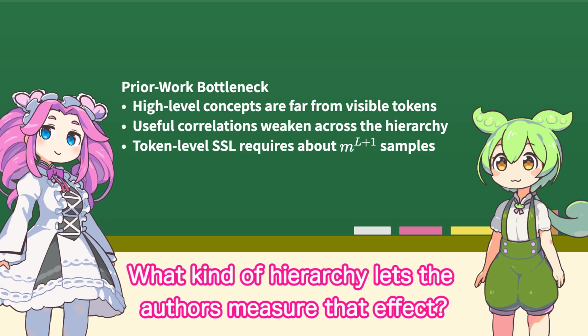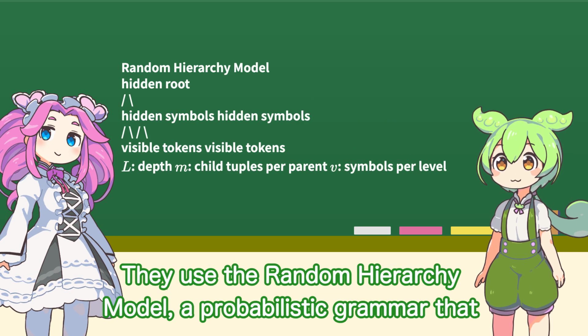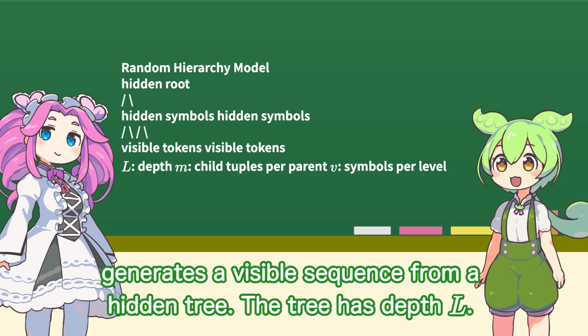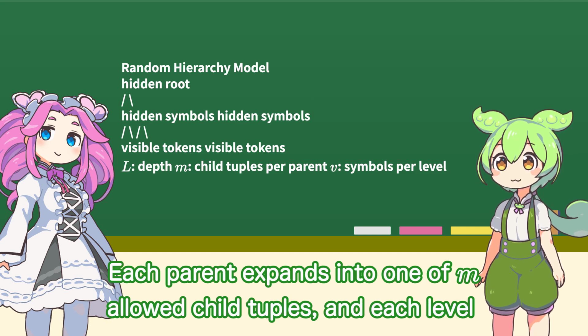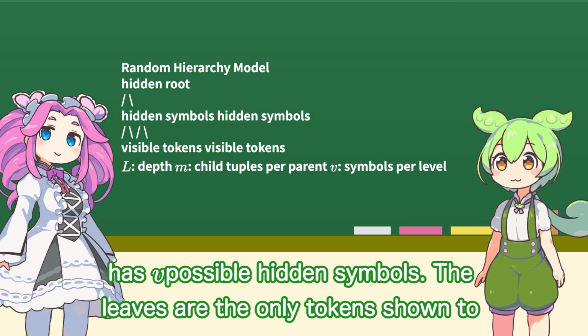What kind of hierarchy do the authors use to measure that effect? They use the random hierarchy model, a probabilistic grammar that generates a visible sequence from a hidden tree. The tree has depth L. Each parent expands into one of m allowed child tuples, and each level has v possible hidden symbols. The leaves are the only tokens shown to the learner.